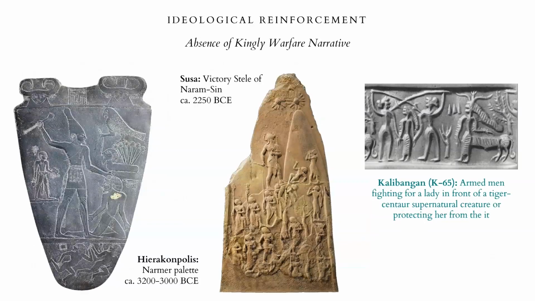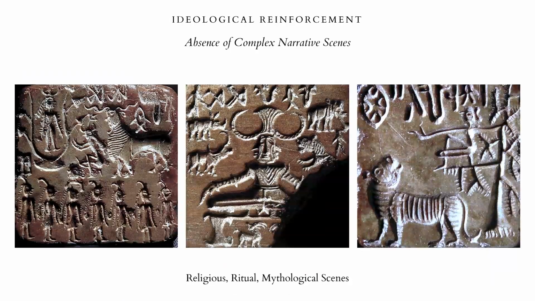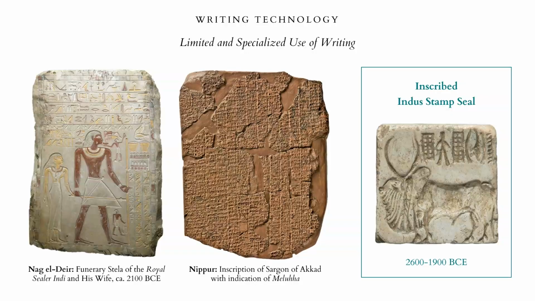Indus ideology did not support the representation of warfare, with only one illustration of armed individuals, nor did it reinforce political and religious powers through statues. Complex narrative scenes are also rare. In the Harappan world, visual narratives were limited to simple mythological and ritual scenes carved on small stamp seals. And, of course, we have the writing system. In the Indus civilization, writing apparently had very specialized uses, and we have no reason to believe that it was ever used to write longer narratives or propaganda texts.